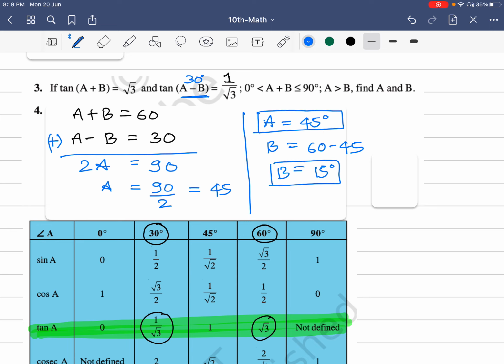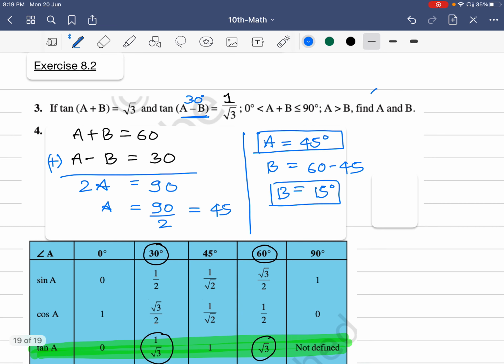So these are the two values of a and b, and let's confirm that a + b, which is 60, is less than 90 degree, it is greater than 0 degree, and a is greater than b. Yes, a is 45 degree, b is 15 degree. So thus we have found the values of a and b. I'm going to write it down here: a is equal to 45 degree and b is equal to 15 degree. These are the values. So we have solved question number 3.